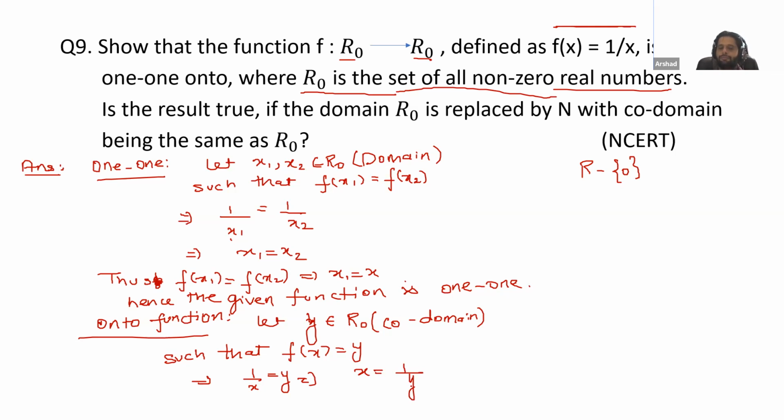Now please check here. In place of y, you will put every value from R naught. What is R naught? Again, R except 0. So Atif, please tell me, in place of y, if you put any real number except 0, then this 1 by y will be a real number except 0 or not?